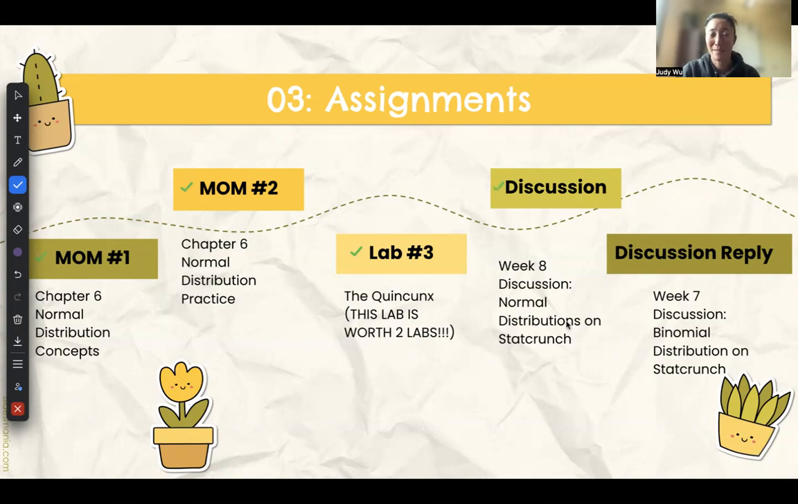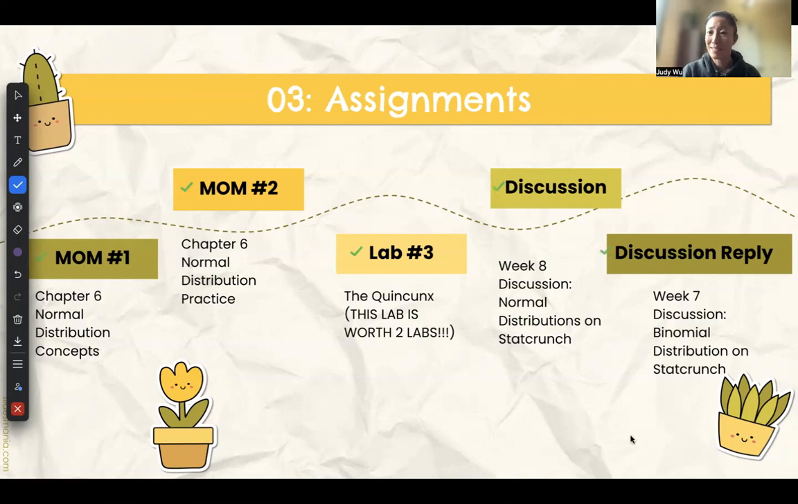The fourth assignment is your week 8 discussion, all right? So we've got a week 8 discussion. We're looking at normal distributions on StatCrunch. So it's going to be very similar to the one we just did in week 7, but that one was on binomial distributions, and this week it's on normal distributions, okay?